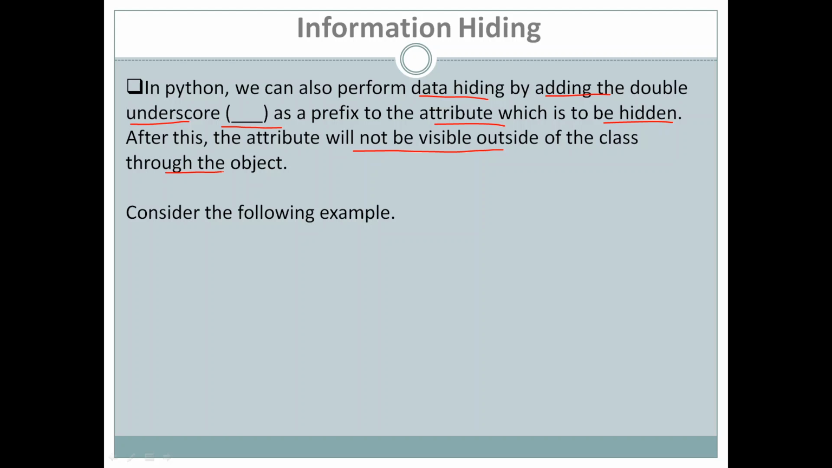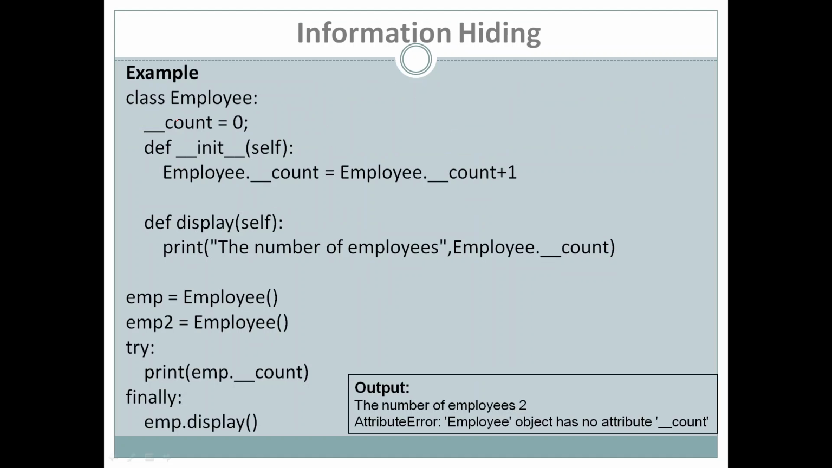Now let us look at one example to understand how data hiding works in Python. Okay, this is an example. The class is Employee. In the class we have a variable. The variables which are declared in the class are said to be class variables in Python, remember. So this is a class variable, this is not an instance variable.